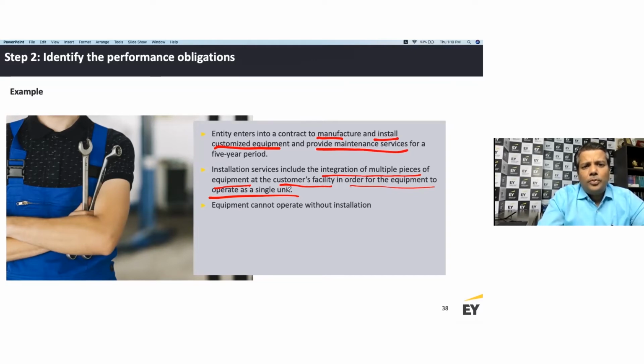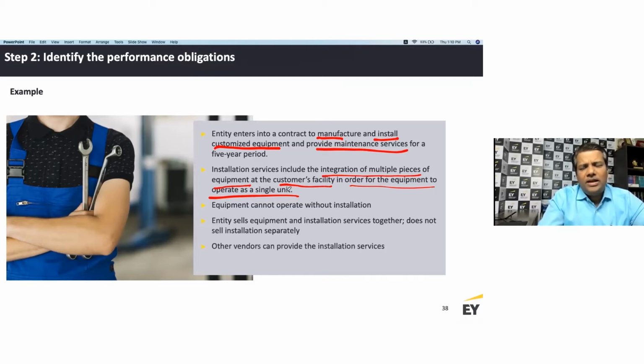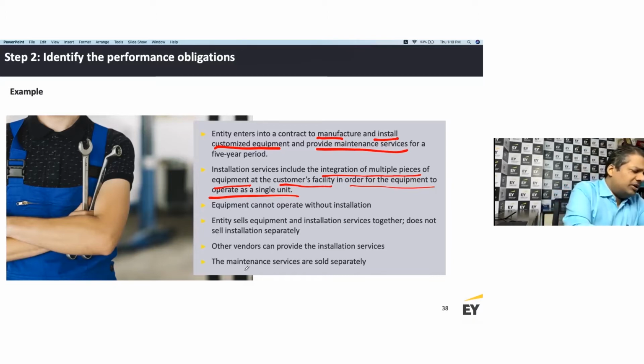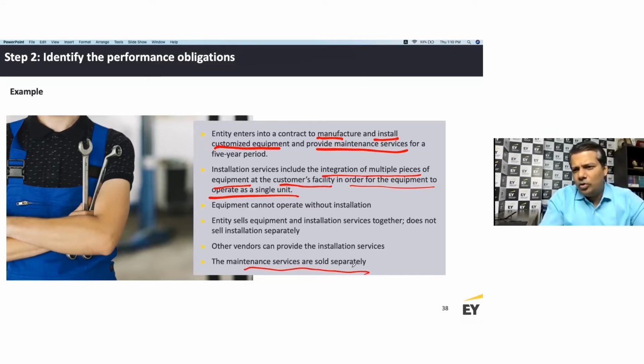So I have to do integration. The equipment cannot operate, so the customer cannot benefit from the equipment without the installation. The entity does sell equipment and installation together; it does not sell installation separately, though other vendors can provide installation services. The maintenance, of course, is sold separately: if you wish to buy, you buy; if you don't want to, you don't. But if you want to buy this equipment, you necessarily have to buy the equipment and the installation. For you to benefit from the equipment, it has to be installed, which requires a significant amount of integration that I need to do.